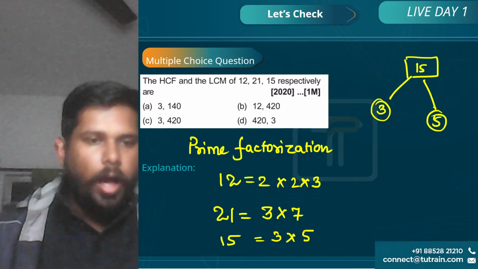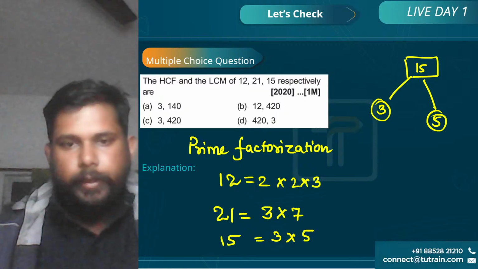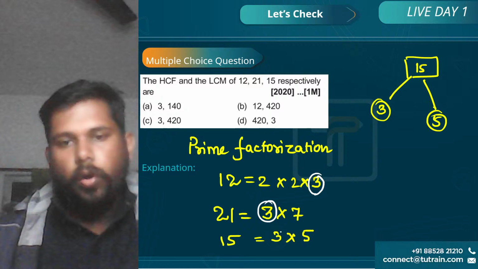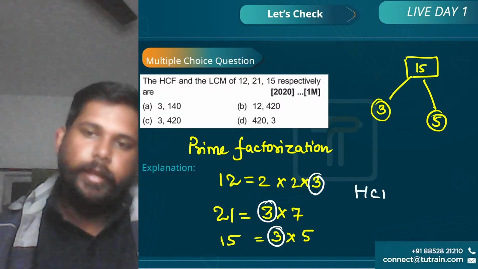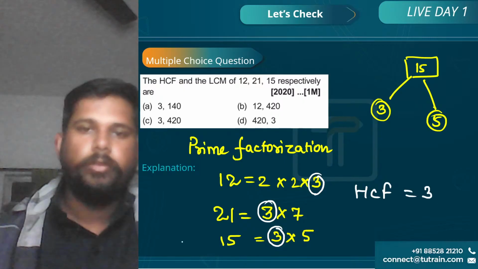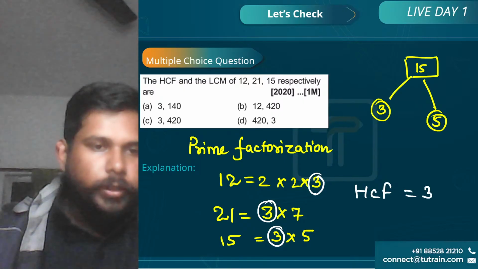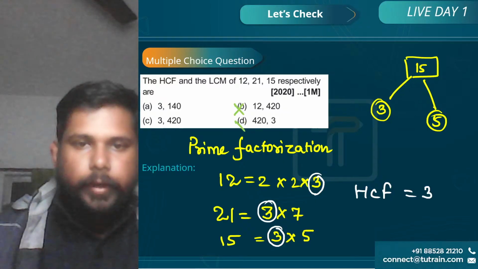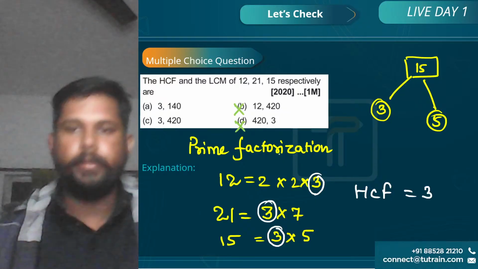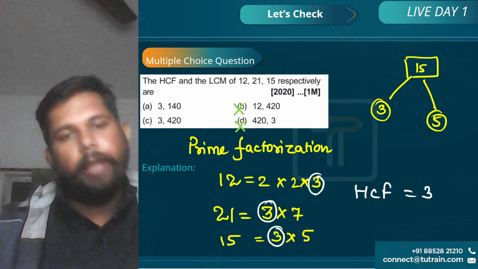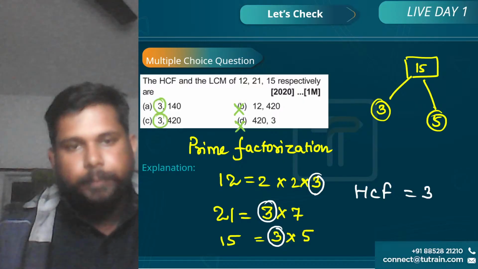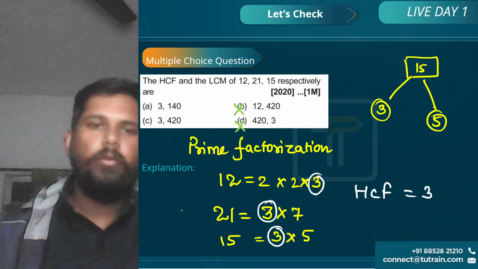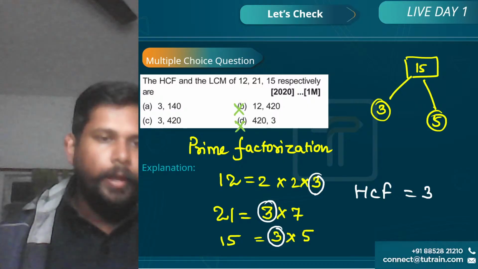Now if we are finding the highest common factor, only 3 is common in all 3 of them. That means the HCF will be 3. So we will discard options B and D. Correct? Yes. Now we will have the answer either A or C, because the HCF is 3 here, right? Yes. So now next we need to find the LCM.